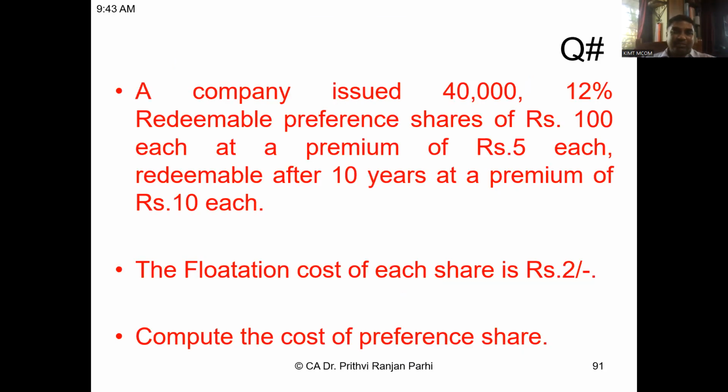Here is a question for you. A company has issued 40,000 12% redeemable preference shares at rupees 100 each at a premium of rupees 5 each, redeemable after 10 years at a premium of 10%. Redeemable at premium means 100 rupees will be redeemed at 110. The rate of dividend is 12%. Quotation cost is 2. Compute the cost of preference.